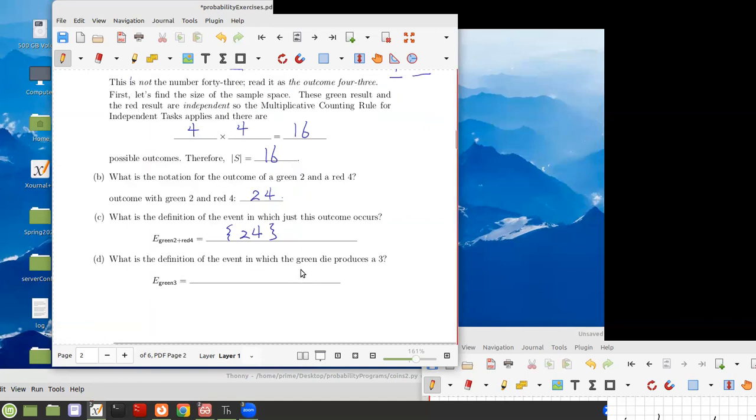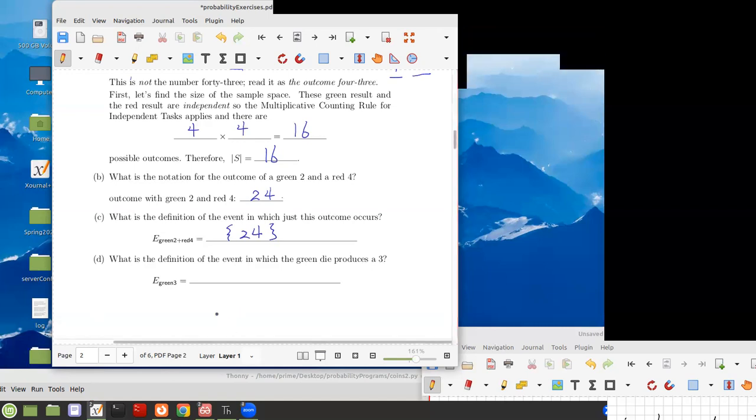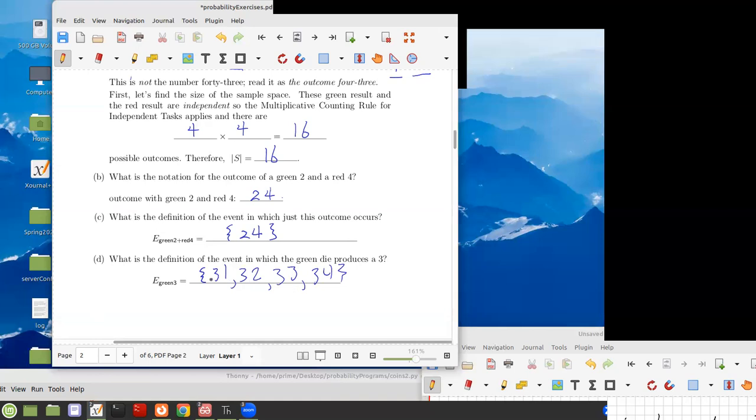Okay. So what's the definition of the event in which the green die produces a 3? This is a little bit trickier. Can I give a try on this? Yeah, sure. Tell me. Is it 3, 1, 3, 2, 3, 3, 3, 4? This is what you mean. Yep. And that is correct because the green is a 3, but the red can be anything.